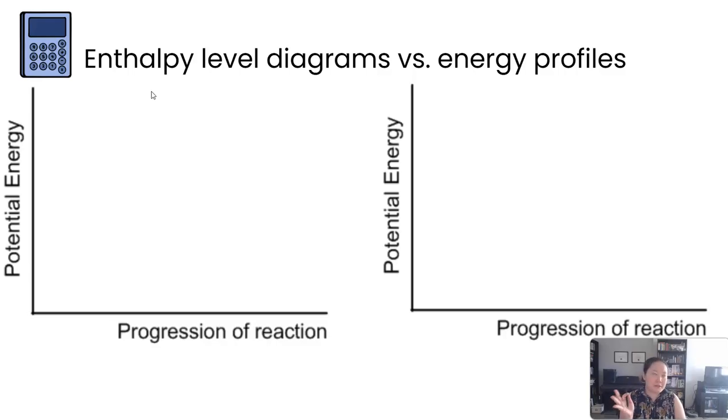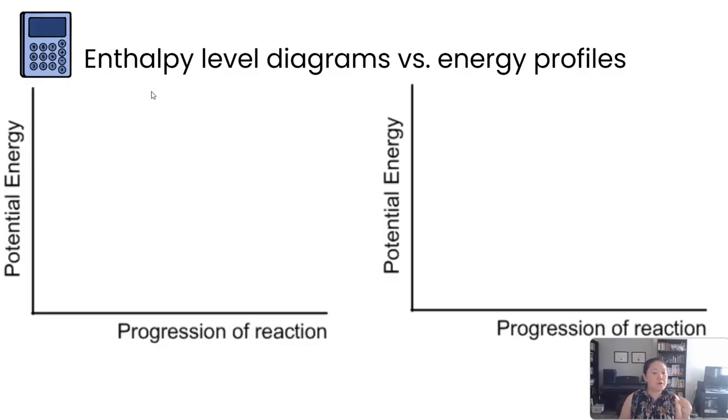So we're in the sciences, we love our graphs, and you can take a thermochemical equation and express it as a graph as well. We do have 2 types, one being enthalpy level diagrams and the other being energy profiles, and the 2 generally show the same information. Energy profiles just have a little bit of extra information.